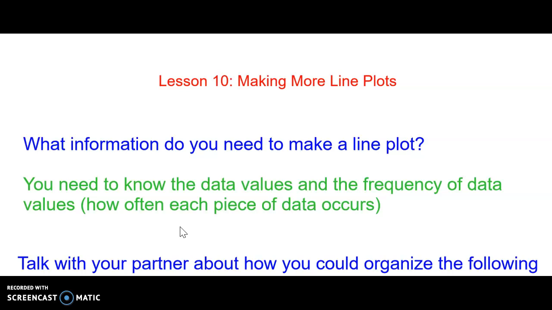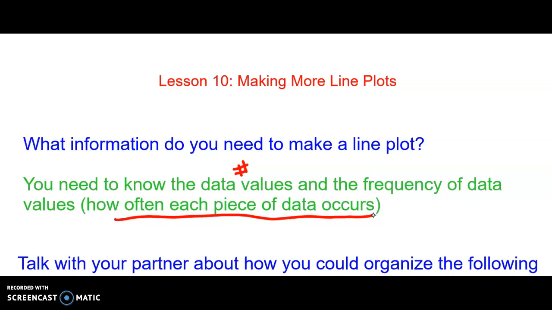Okay, so data values are your numbers. So if you were measuring the amount of dirt inside of different pots, it would be the numbers for the amount of dirt that's in each pot. And then the frequency is how often each amount happens.